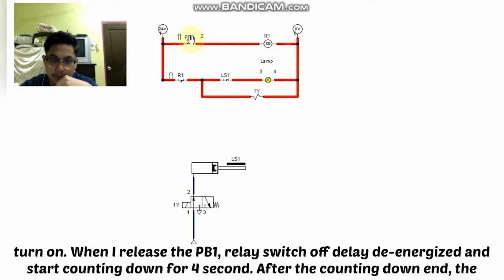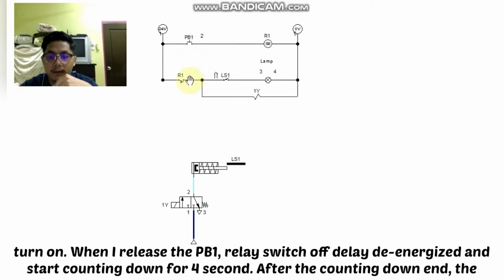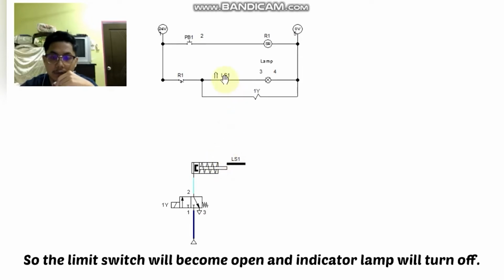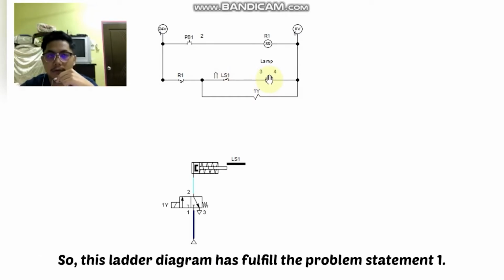and the current will flow to the indicator lamp and make it turn on. When I release the PB1, the relay switch off delay de-energizes and starts counting down for 4 seconds. After the counting down ends, the contact will become open and it will de-energize the solenoid coil. So the solenoid coil will change state and will cause the cylinder to retract. So the limit switch will become open and the indicator lamp will turn off. So this ladder diagram has fulfilled the problem statement 1.